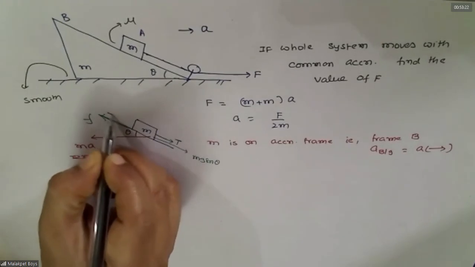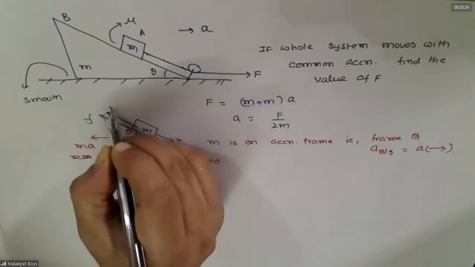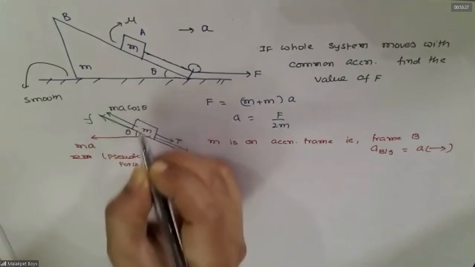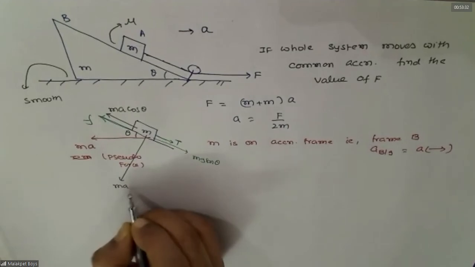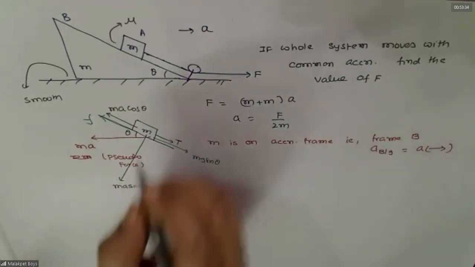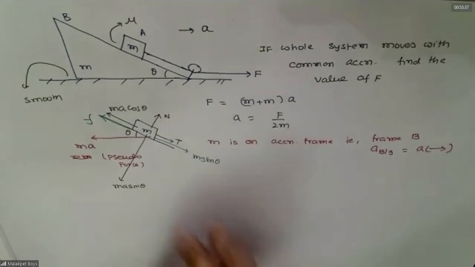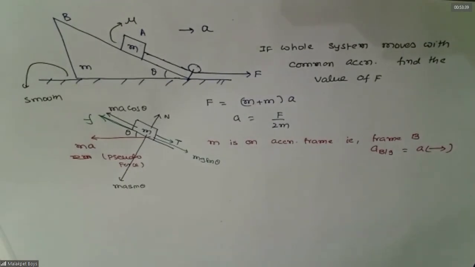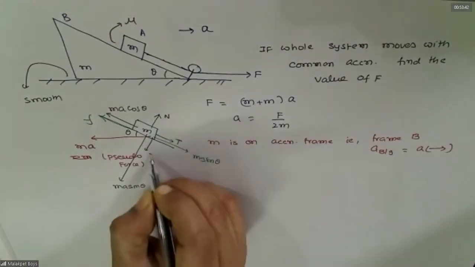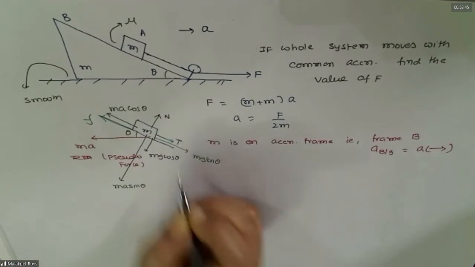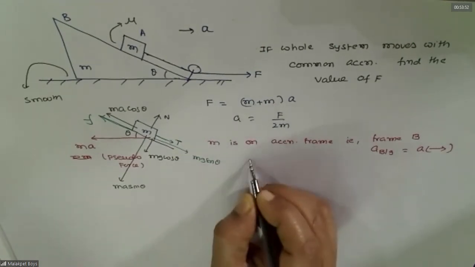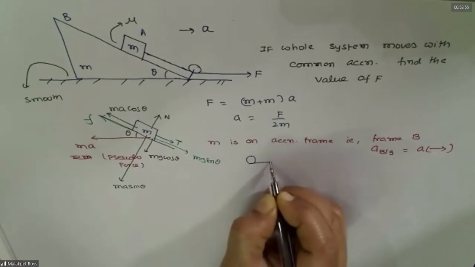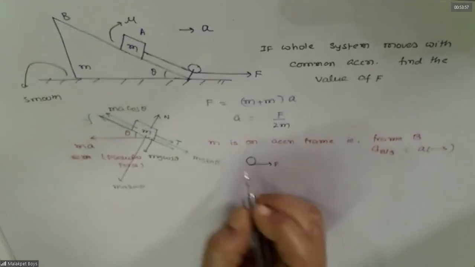So here you have m a cos theta, N_B sin beta, normal. And of course, there is another force. What is that? mg cos theta. And you can see that this is F. Okay.